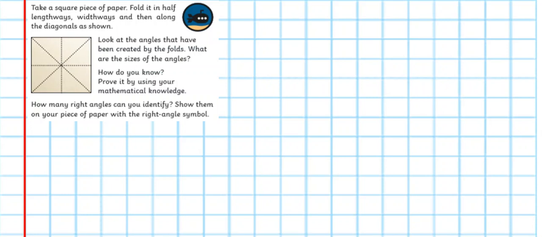Now, if you would like an extra challenge, you can have a go at this question here. So take a square piece of paper, fold it in half lengthways, widthways, and then along the diagonals as shown. Look at the angles that have been created by the folds. What are the sizes of the angles? How do you know? Prove it by using your mathematical knowledge. How many right angles can you identify? Show them on your piece of paper with the right angle symbol.